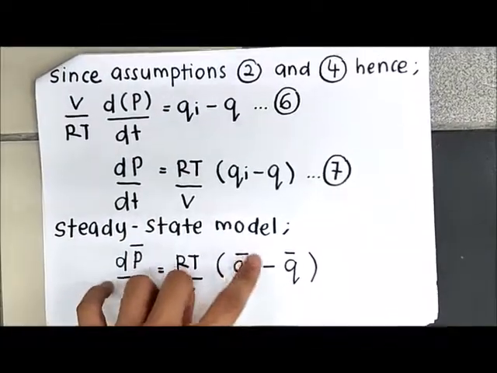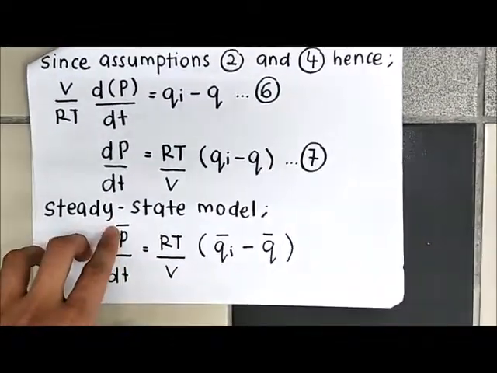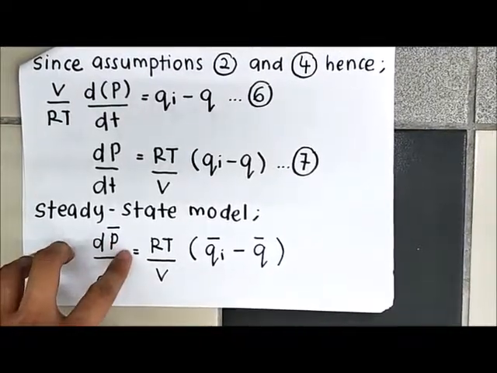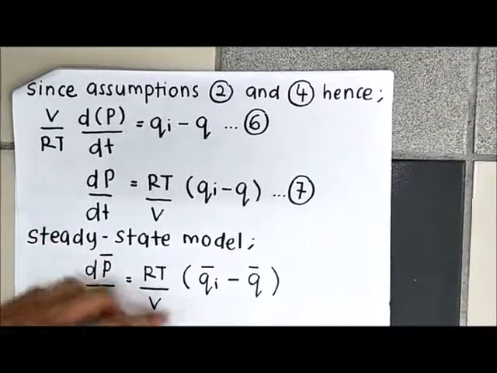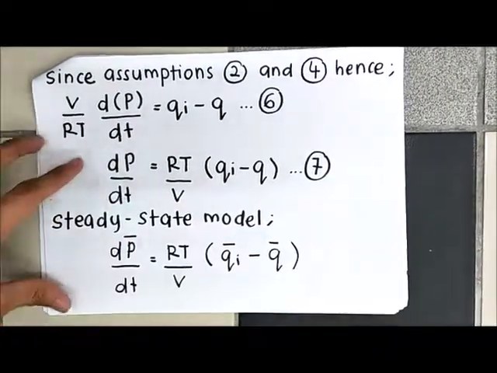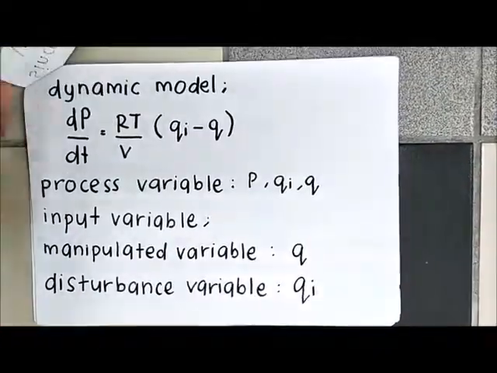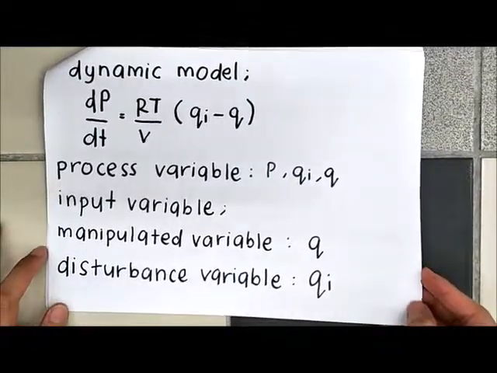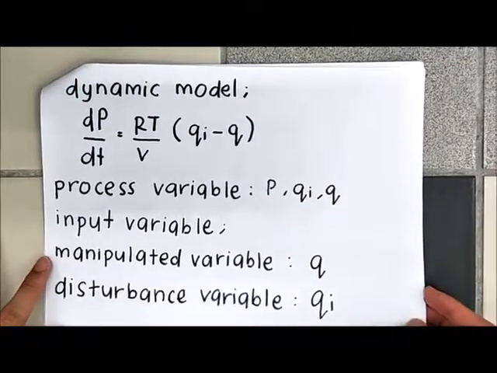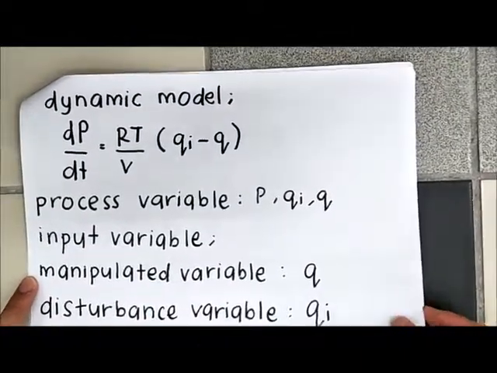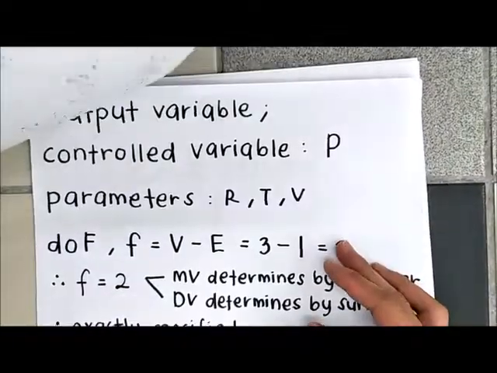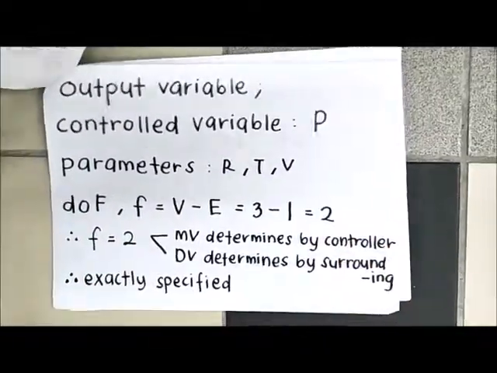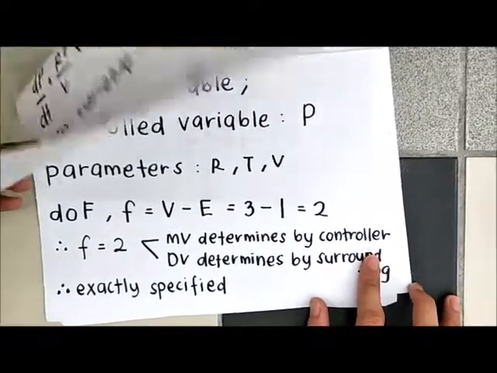For the steady state model, we just simply put a bar on top of the variables. So dP bar over dt equal to RT over V times Qi bar minus Q bar. So for the dynamic model, we have to label the process variable, manipulated variable, disturbance variable, and also control variables until degree of freedom.